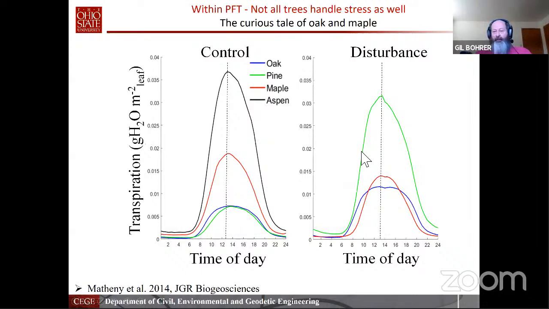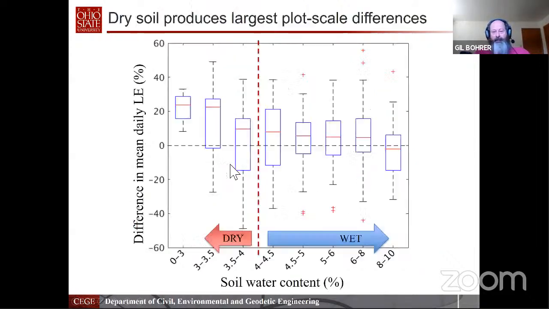In the disturbed plot, same time, same year, same species, we just removed all the aspens. So pine grew up like crazy, oak grew up by about 100%, and maple is depressed. And we started asking ourselves, why is that? Why is maple being depressed when clearly oak and pine rise up because aspen is not there to shade them? That makes a lot of sense. But why is maple depressed?